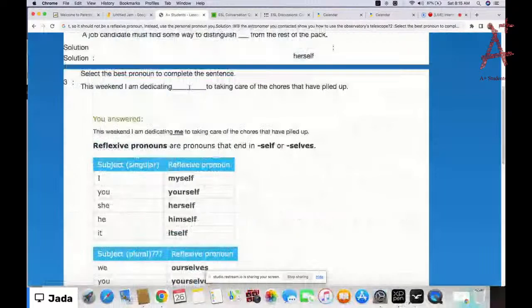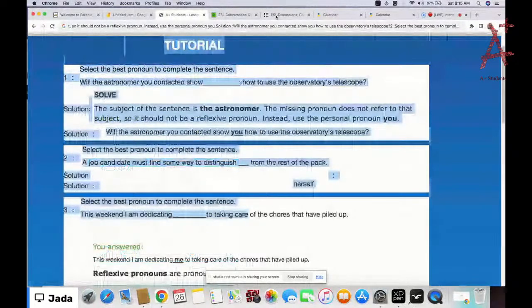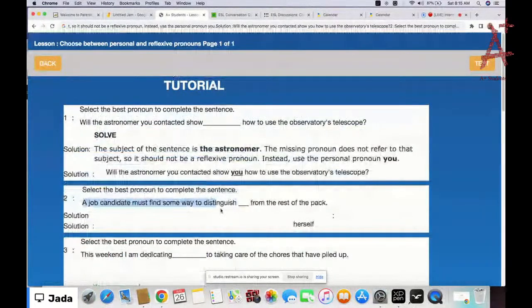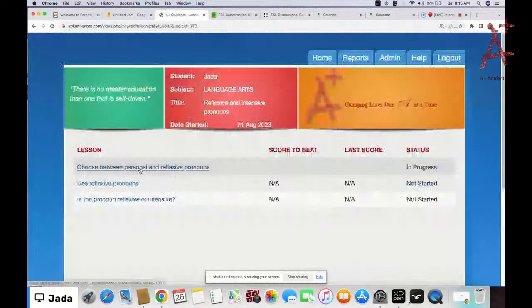So this example here is the weekend. "This weekend, I'm dedicating myself to taking care of the chores that have piled up." Okay, and then "A job candidate must find a way to distinguish herself from the rest of the pack." So depending on who you are referring to, if you were a female or male job candidate, you can use "himself" or "herself" here. Okay, let's get some more examples before we move on to the test.